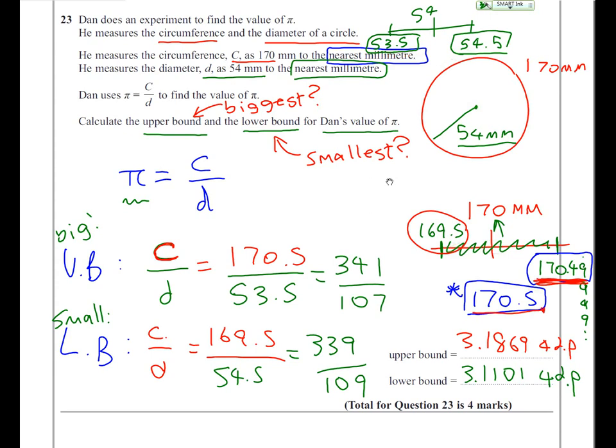So you can see that he's got an upper bound and a lower bound for his answer, and the real answer will be somewhere in the middle of that.